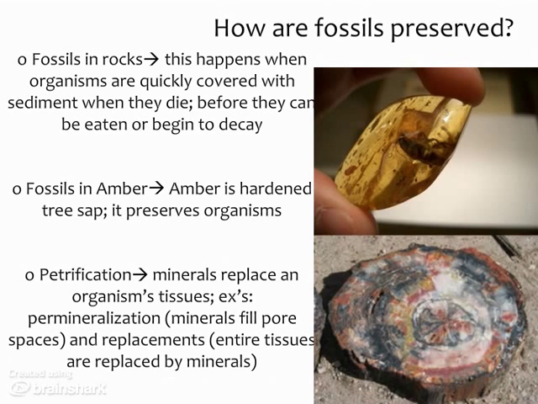So how can fossils be preserved? There's a few different ways. In rocks, like we said before, usually sedimentary rocks, they can be preserved in amber, which is tree sap. You can have petrification, like in that bottom picture, where the minerals would replace the organism's tissue.